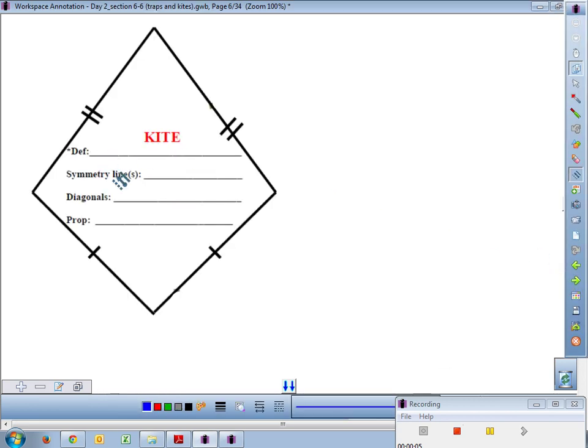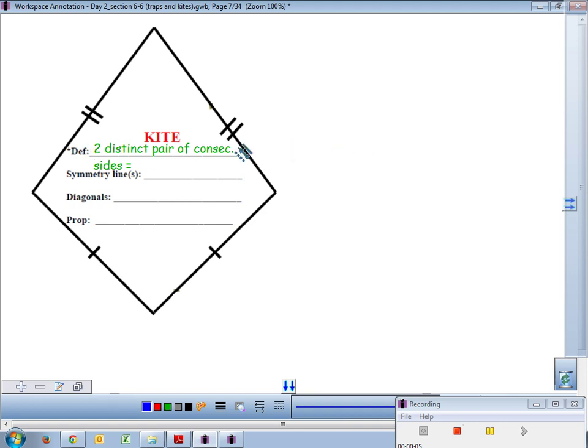As we move to a kite, remember the definition comes first, and that's the one that's a little more complicated. It's got two distinct pairs of consecutive sides equal, and if you see me abbreviate, you can abbreviate also. And I'm fine if you need to go out of bounds a little bit here, I know it's hard to write in that small space.